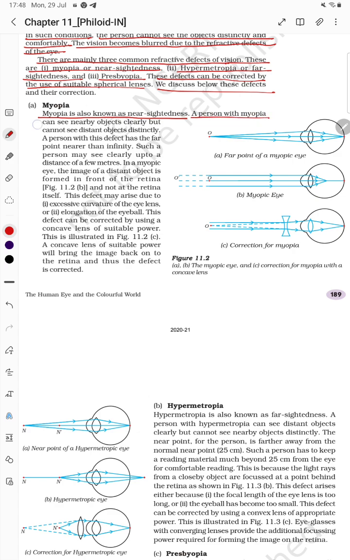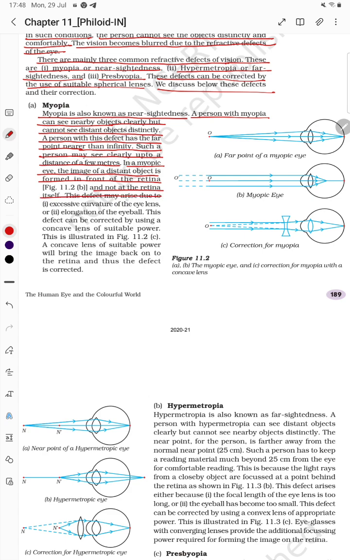A person with myopia can see the nearby object clearly but cannot see the distant object distinctly. A person with this defect has the far point nearer than infinity. Such a person may see clearly up to a distance of a few meters. In a myopic eye, the image of the distant object is formed in front of the retina and not at the retina itself.